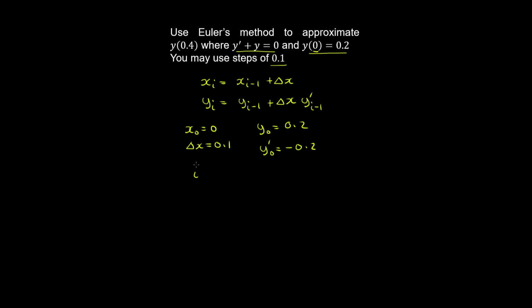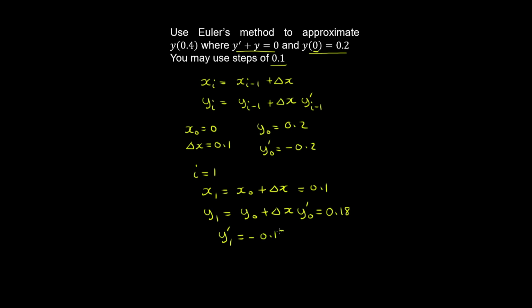And now we can start our steps. So when i equals 1, x1 is equal to x0 plus delta x according to this equation. So that's 0 plus 0.1, which is 0.1. And y1 is y0 plus delta x by y dash 0. So that will be 0.2 plus 0.1 by minus 0.2, which is 0.18. And therefore the derivative, y dash 1, is equal to minus y1 according to this differential equation. So that will be minus 0.18.